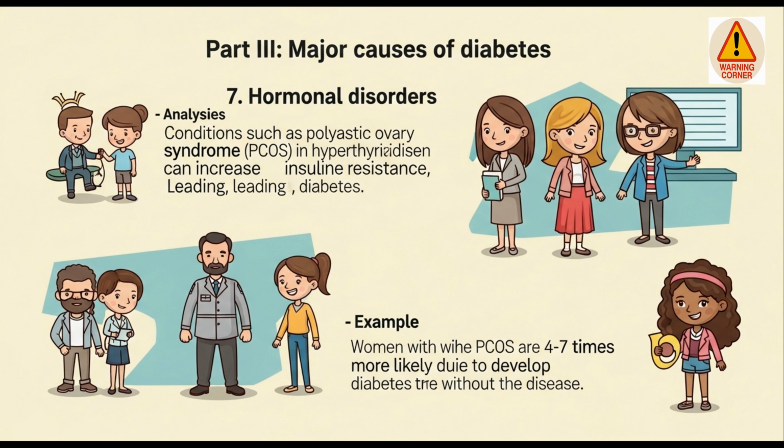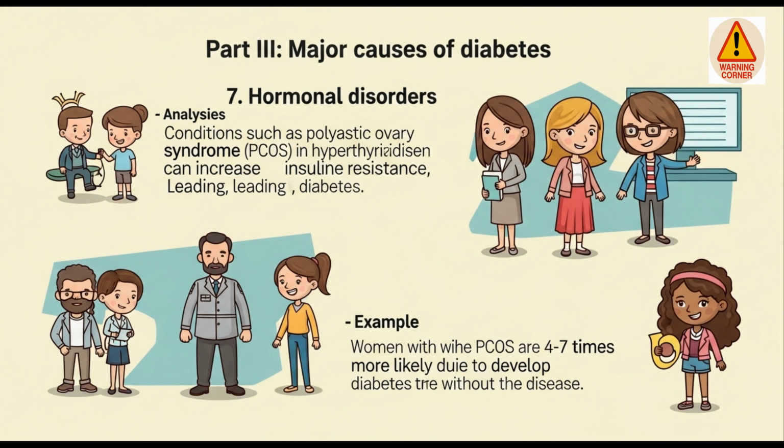8. Age. Analysis. The risk of type 2 diabetes increases with age, especially after age 45, due to the decline in pancreatic function and decreased insulin sensitivity. However, type 2 diabetes is increasing in young people due to modern lifestyles. For example, people over 45 are at higher risk, but obese children can also develop the disease.